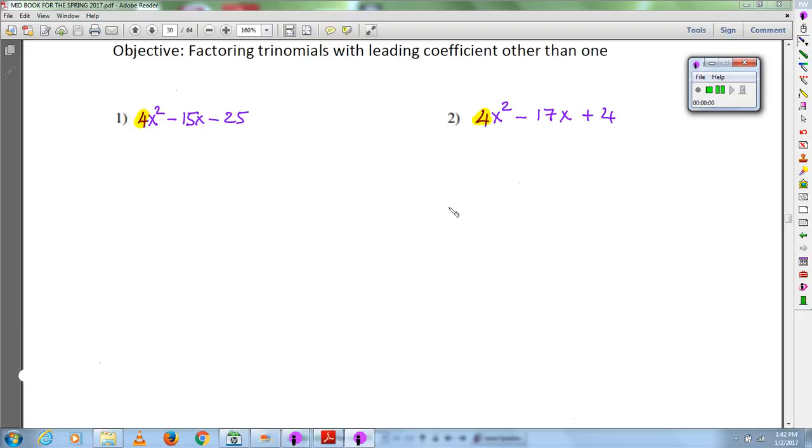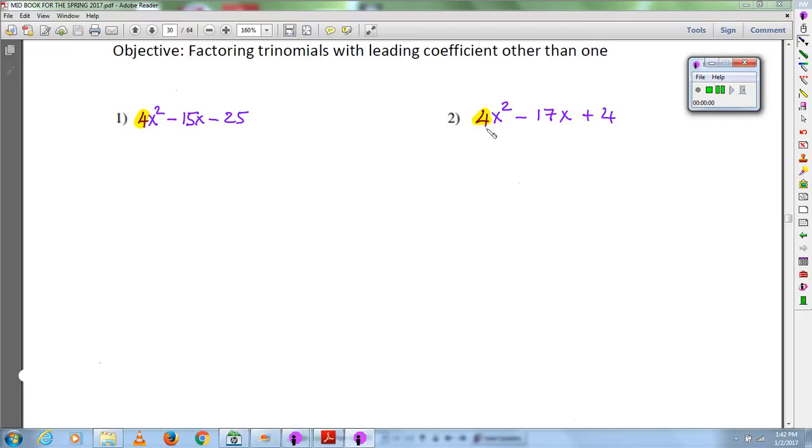In this video, our objective is factoring trinomials with a leading coefficient that's not 1. So you can look at the first trinomial. The leading coefficient is 4. Why is 4 the leading coefficient? Because 4 is the number in front of the variable that has the highest degree.